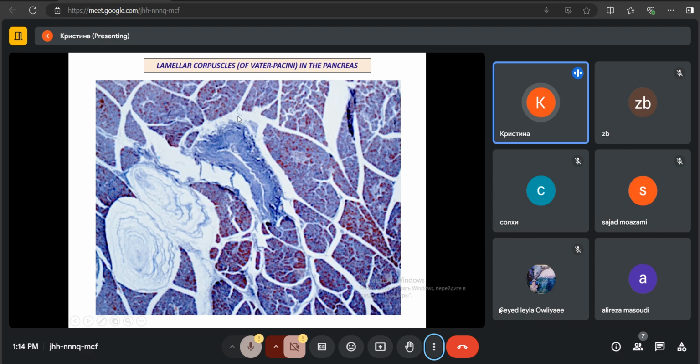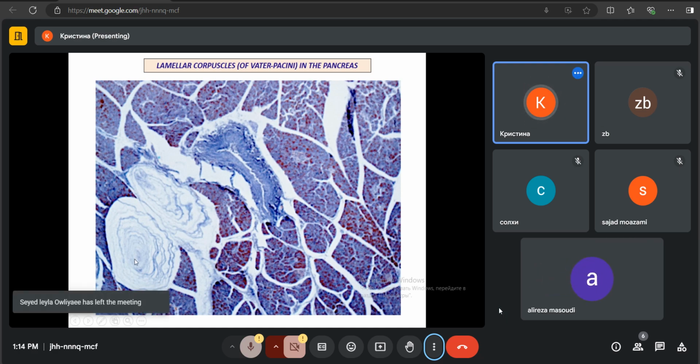Inside the tissue of the pancreas, we can find the lamellar corpuscles, Vater-Pacini corpuscles, which serve for sense of pressure. If the pressure happens, then it will send the signal to the acinar cells to produce more enzymes.